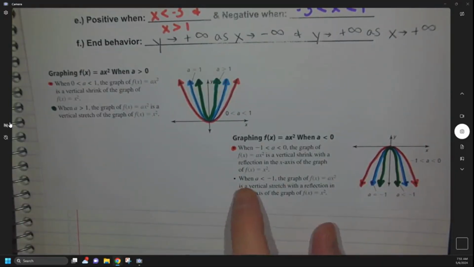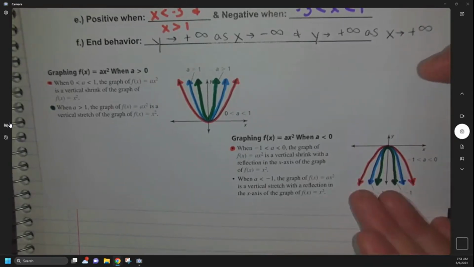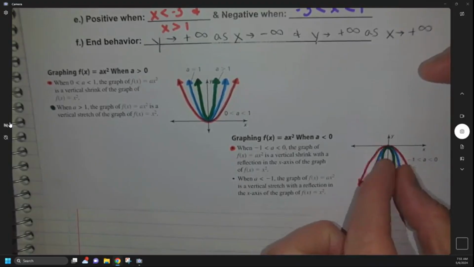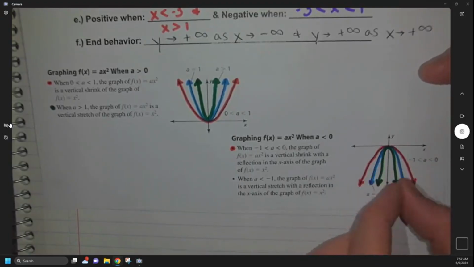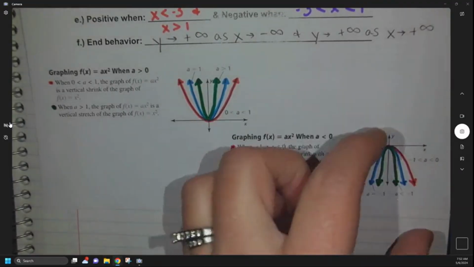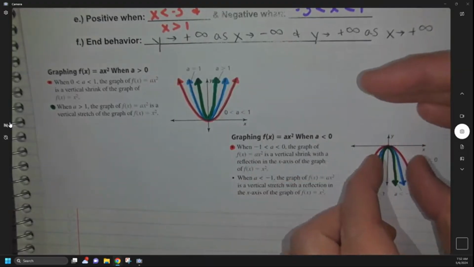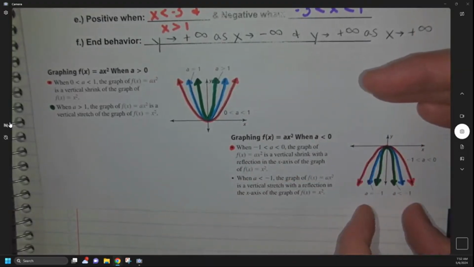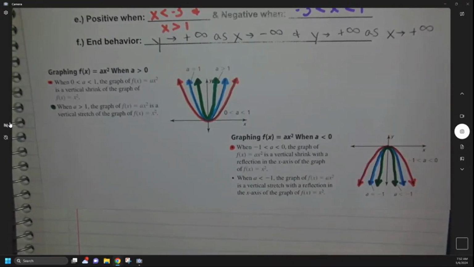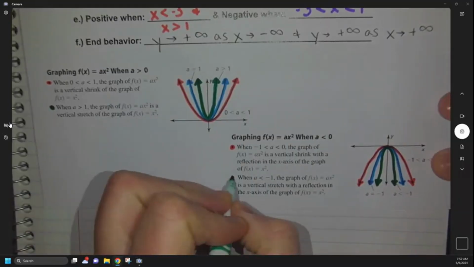And then when a is less than -1, the graph of f of x equals ax squared is a vertical stretch with a reflection. So again, it's reflecting and it's making it look tighter together horizontally, but it's longer. So it's like I took a picture on a computer and took one side and stretched it down. So it makes it thinner looking, but it just makes it longer. So that's this one right here.